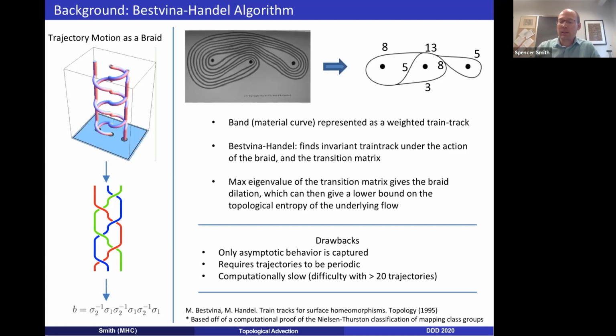The problem is that this only captures the asymptotic behavior, and you have to have periodic trajectories, and we're thinking of the general case of the motion of points, say, that are advected in the ocean. And obviously that's not going to necessarily be periodic. It's also very computationally slow. So this is something that doesn't work for more than 20 trajectories or so.